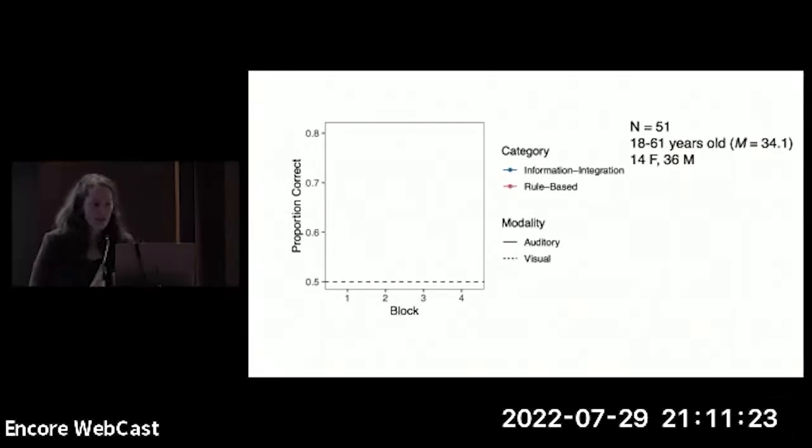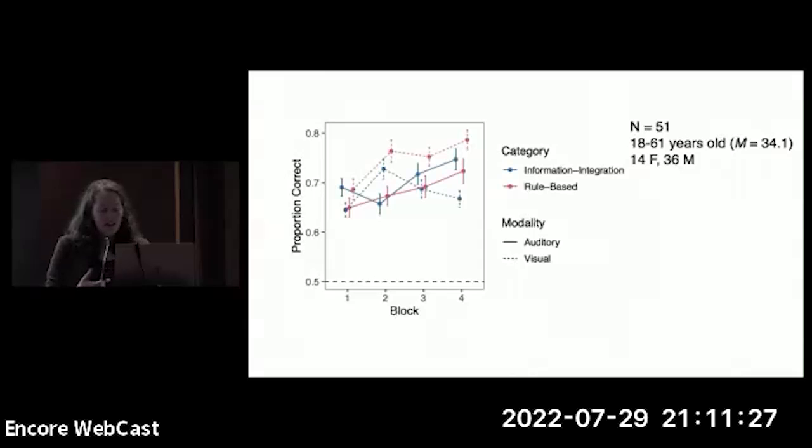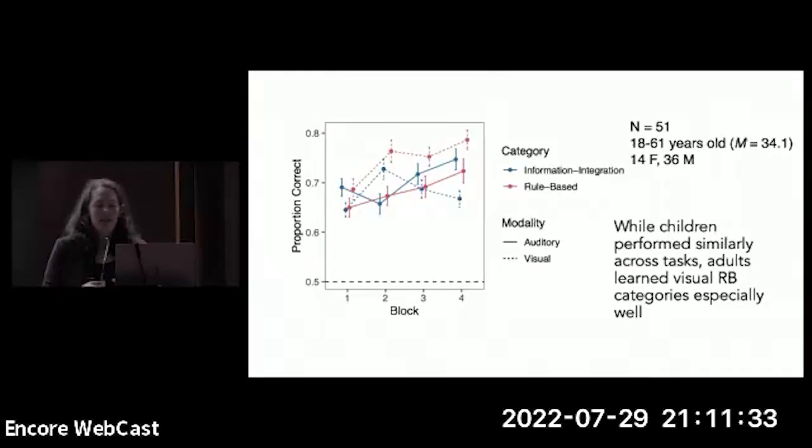So once again, we can look at their accuracy across all 4 of these tasks across blocks, and this is what that looks like. So here we can see that while children perform similarly across the tasks, adults were especially good at learning one of the types of categories. And specifically, it's this visual rule-based type of category. It's this dashed red line here. And I'll also note that in contrast to the children who kind of just hit this single level of performance and maintain that throughout the task, the adults continue improving beyond the first block.